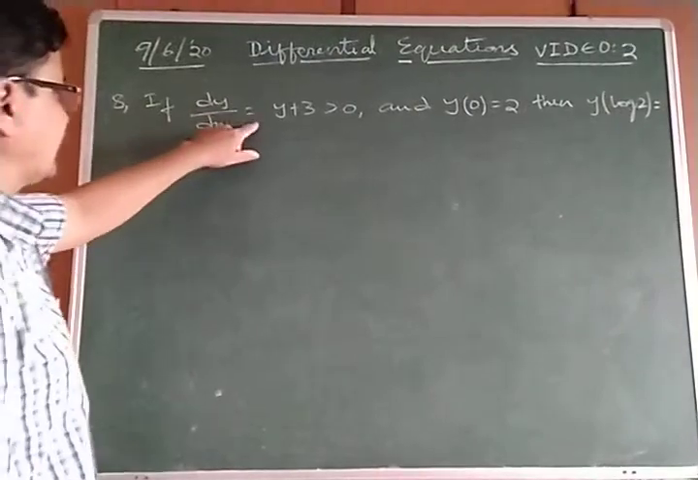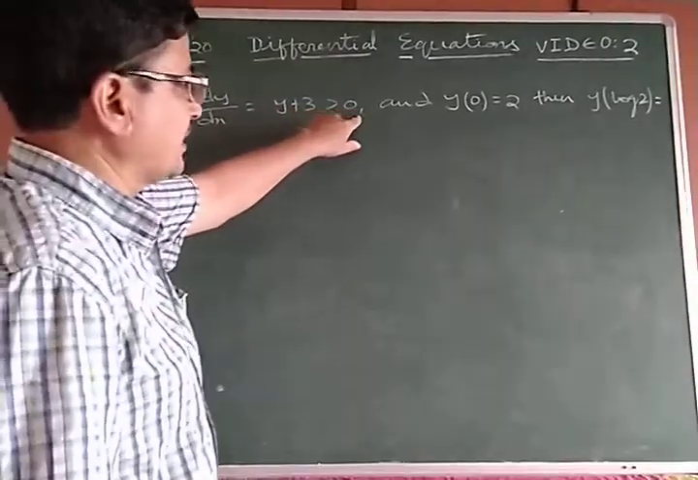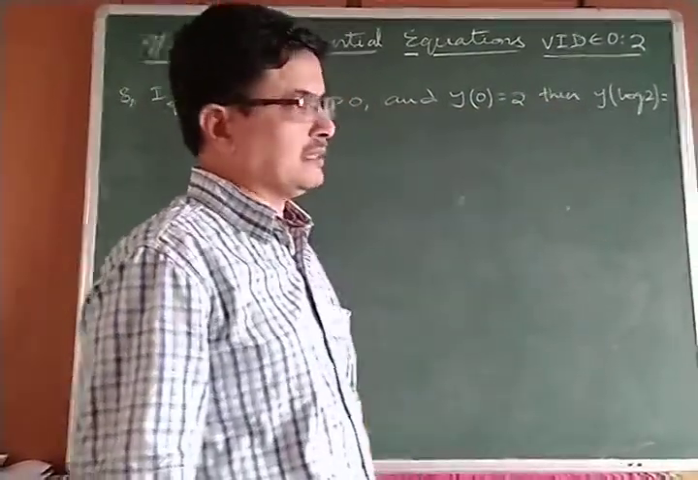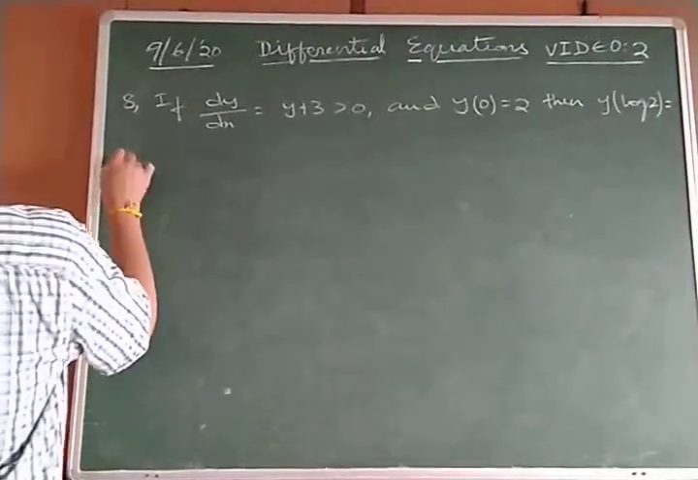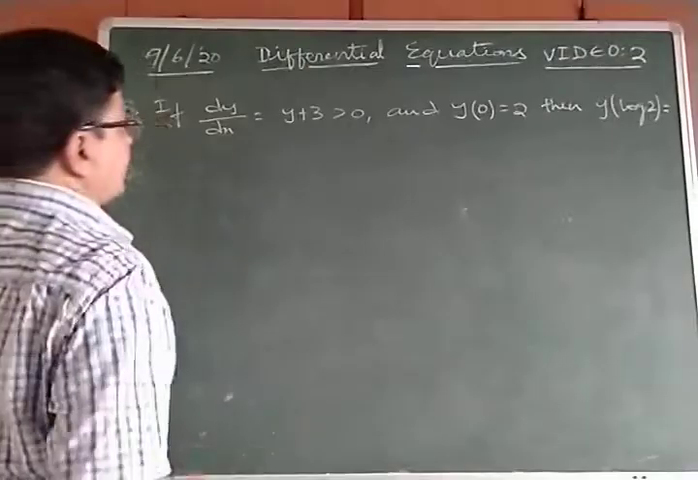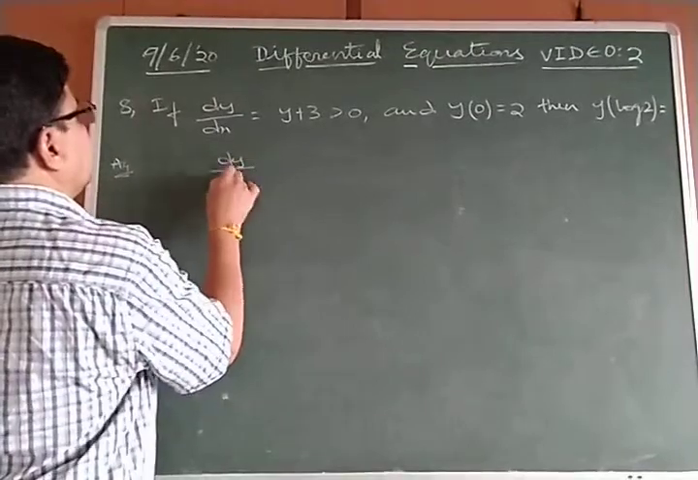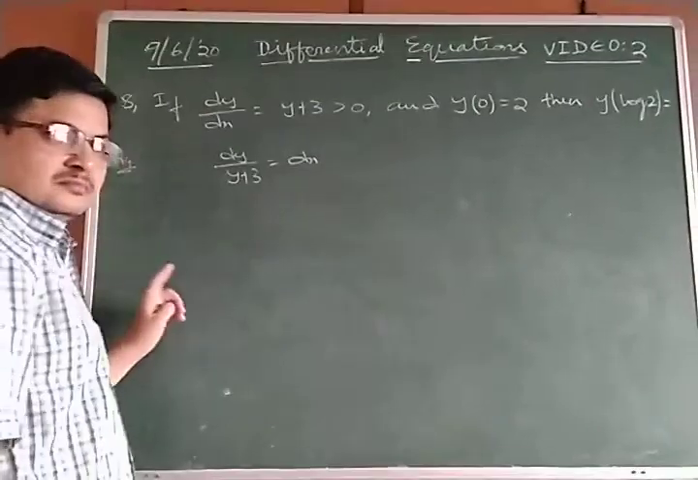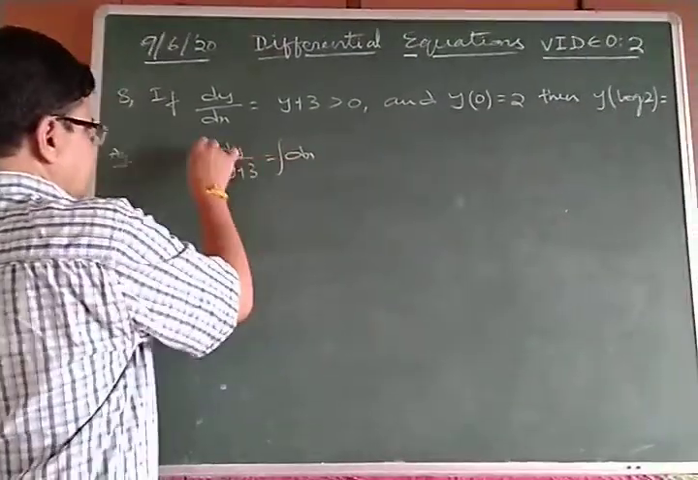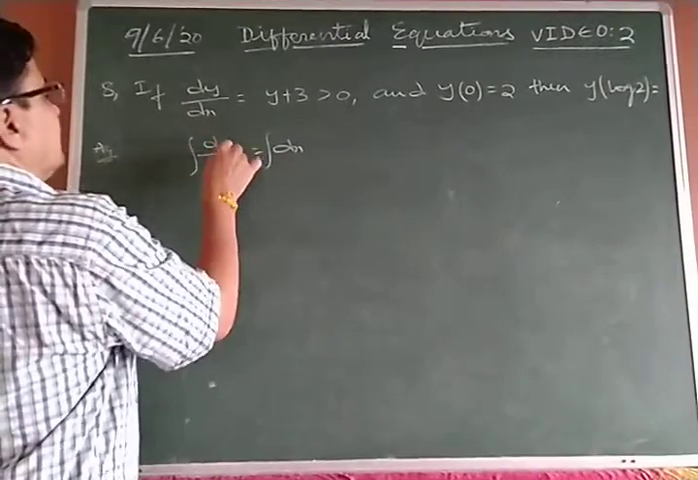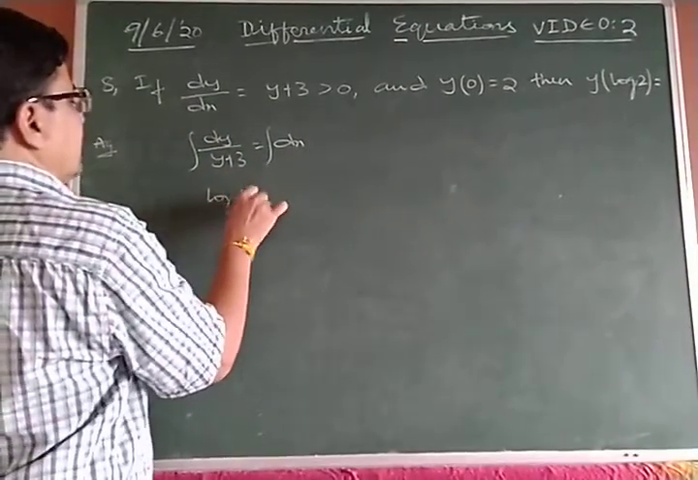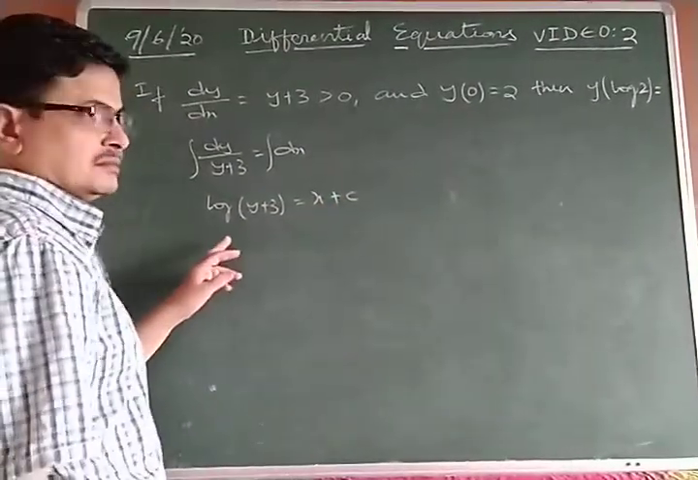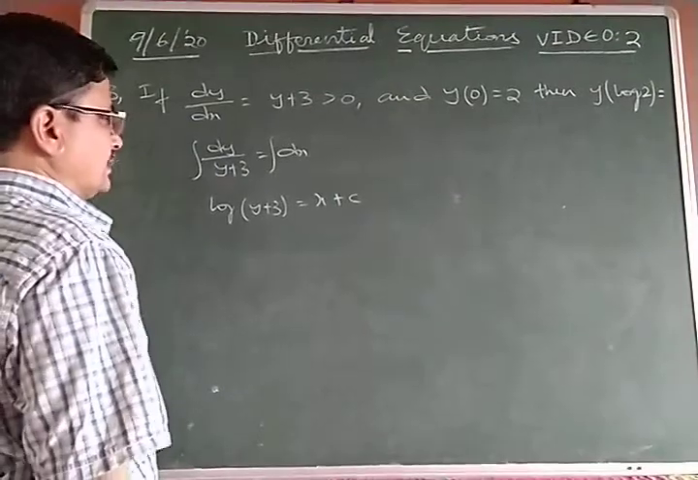If dy by dx is equal to y plus 3, where y plus 3 is greater than 0 and y of 0 is equal to 2, then what is y of log 2? The given equation is dy by y plus 3 is equal to dx. Now integrate on both sides. The integral of 1 by y plus 3 is log of y plus 3 is equal to x plus c. That is the integration of the given equation.